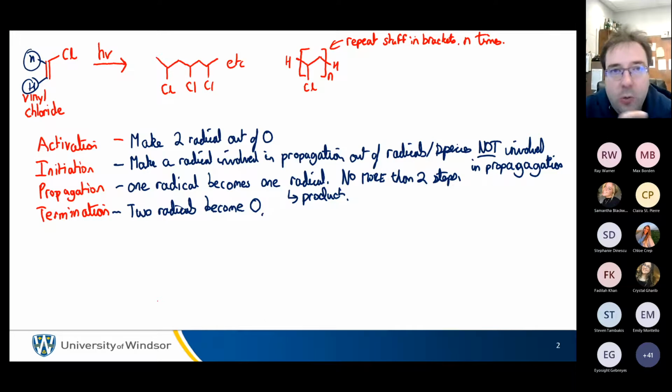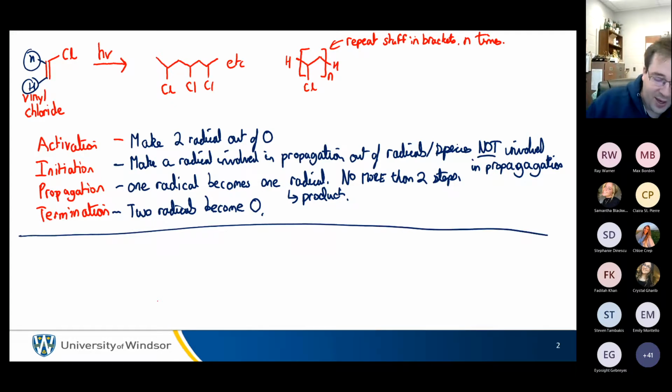So activation, to make two radicals out of zero radicals. Propagation, make one radical out of one radical. Termination, make zero radicals out of two radicals. So we turn the radicals on, the radicals propagate, we turn the radicals off. Simple, really. Okay, let's walk through this example.